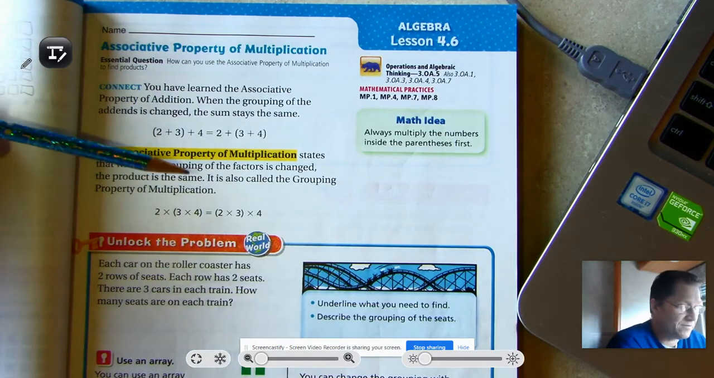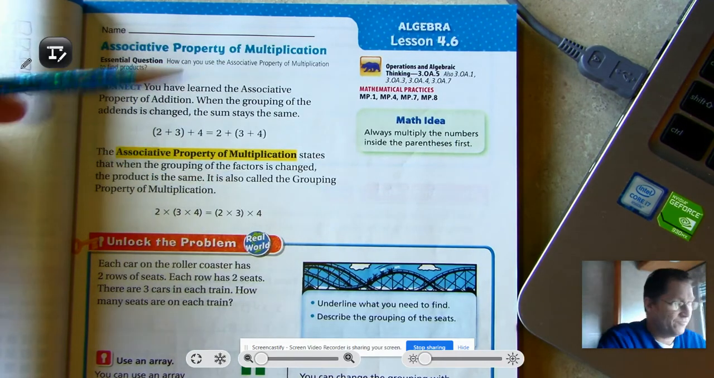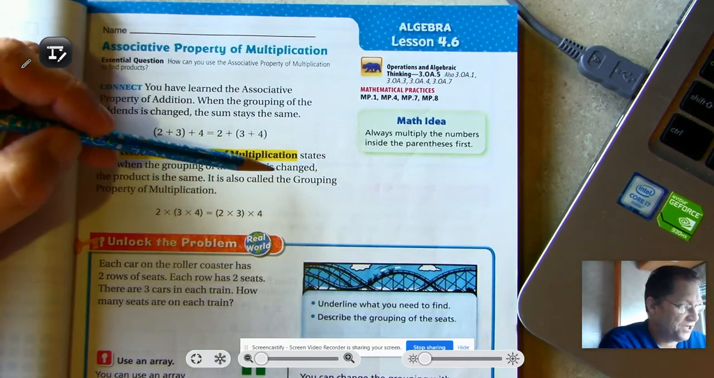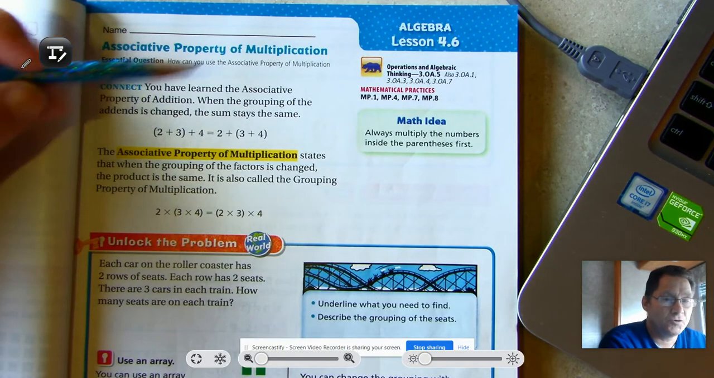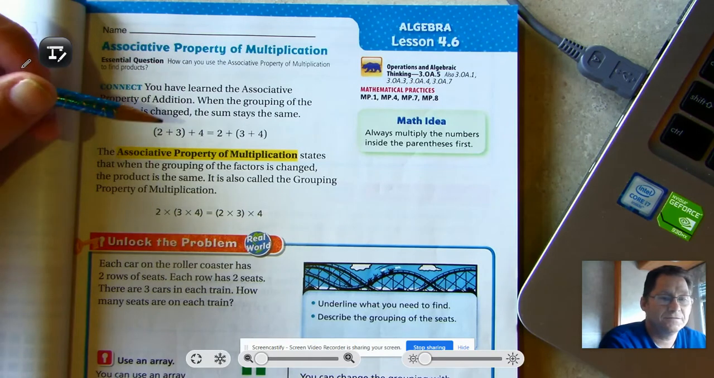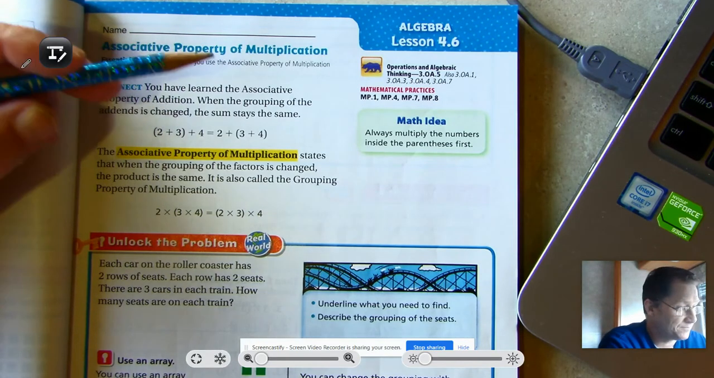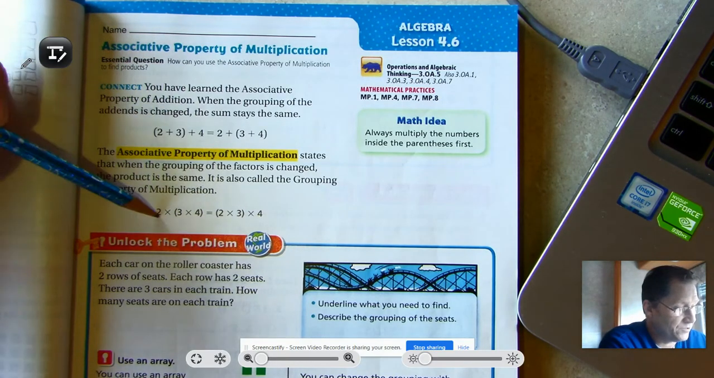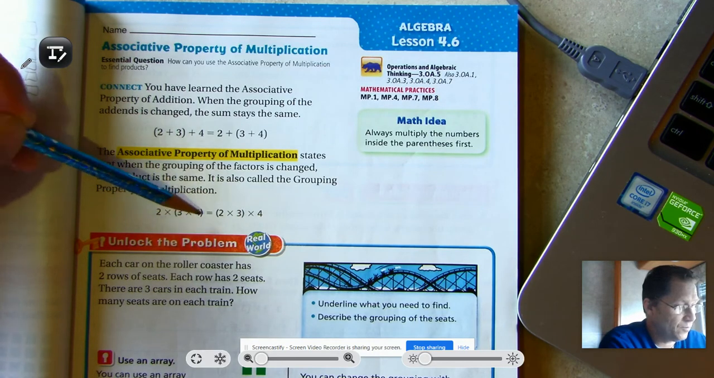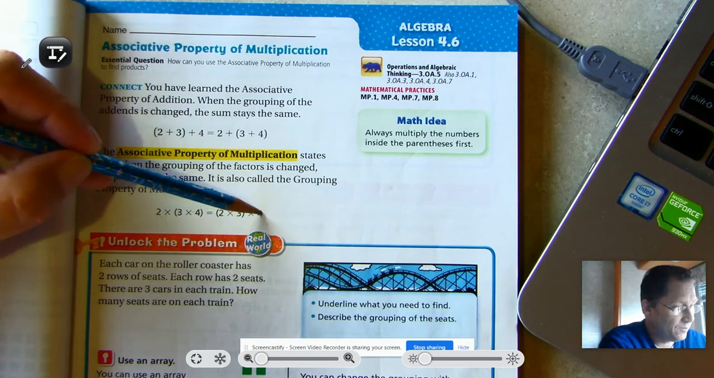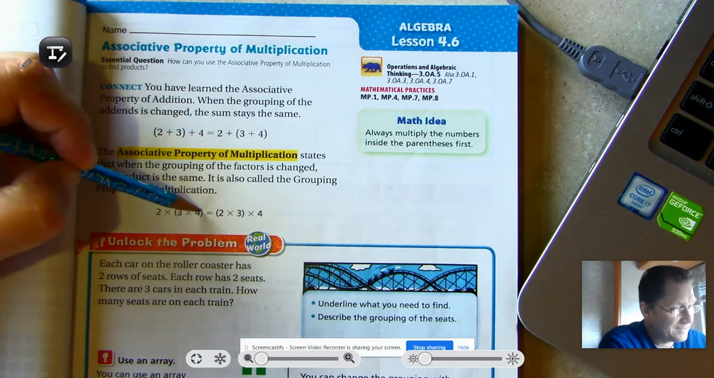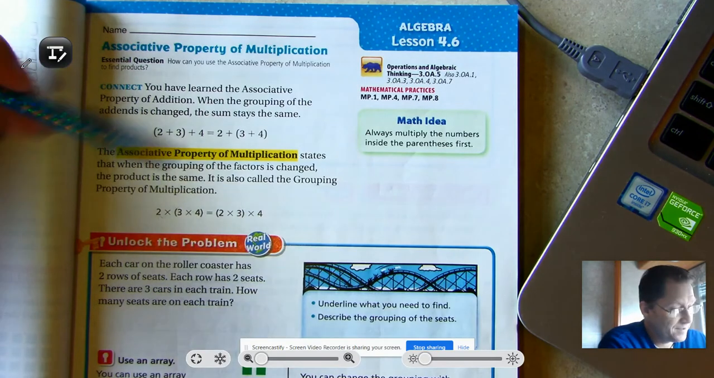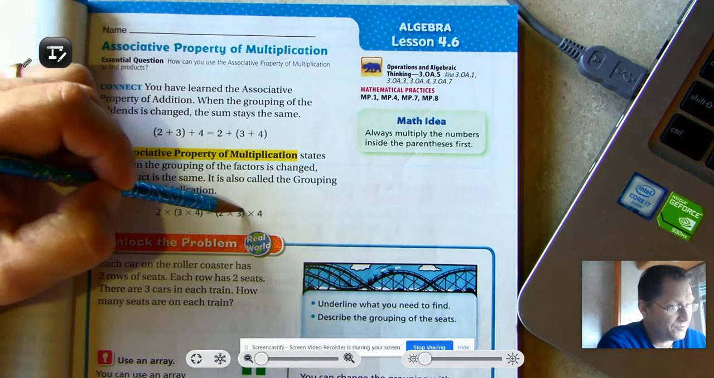So the associative property of multiplication states that when the grouping of the factors is changed, the product is the same. It is also called the grouping property of multiplication. So again, we're going to use the same numbers. This time we'll have multiplication, 2 times 3 times 4, but how they're grouped is different. On the left-hand side, we have 3 times 4 grouped, and on the right-hand side, we have 2 times 3 grouped.